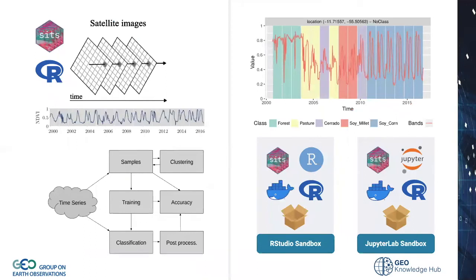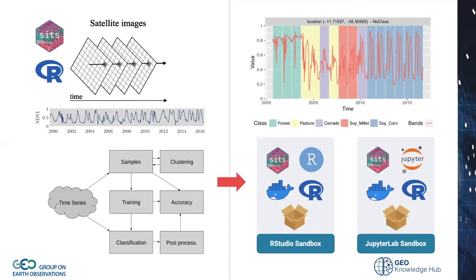So the SITS package is designed to work with satellite image time series and to support most of the steps of the land use and land cover classification workflow, including sample evaluation, machine learning classification, and map post-processing. This package brings together a set of tools for time series analysis and visualization, such as self-organized map clustering and time series filtering.